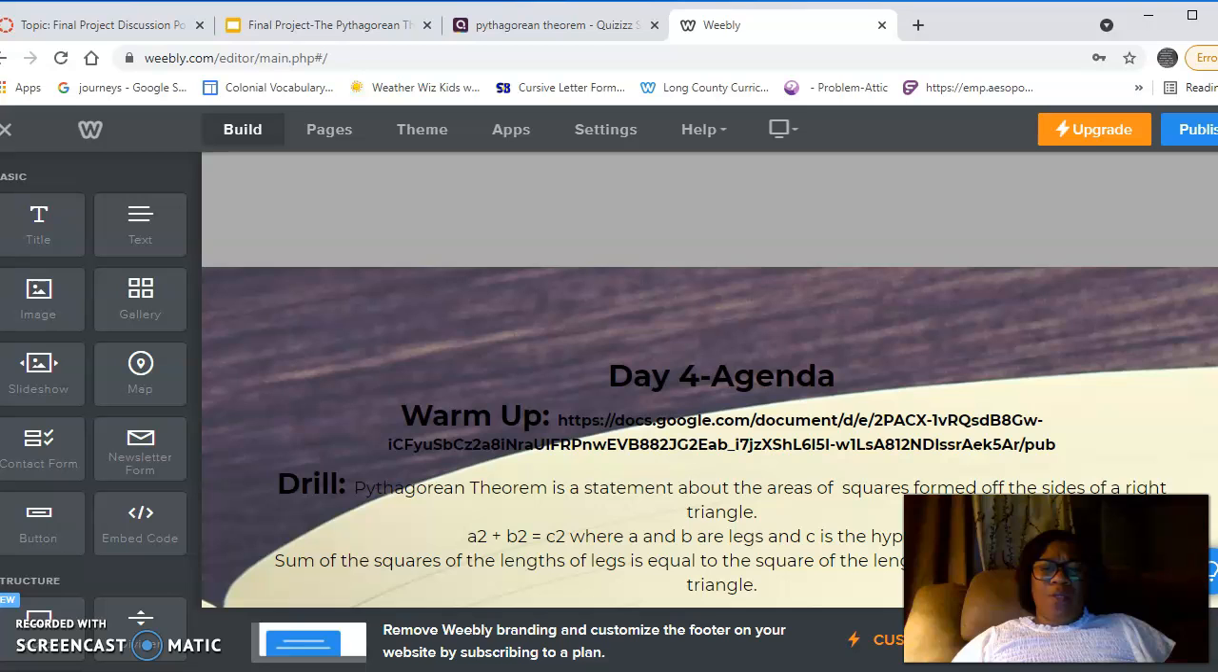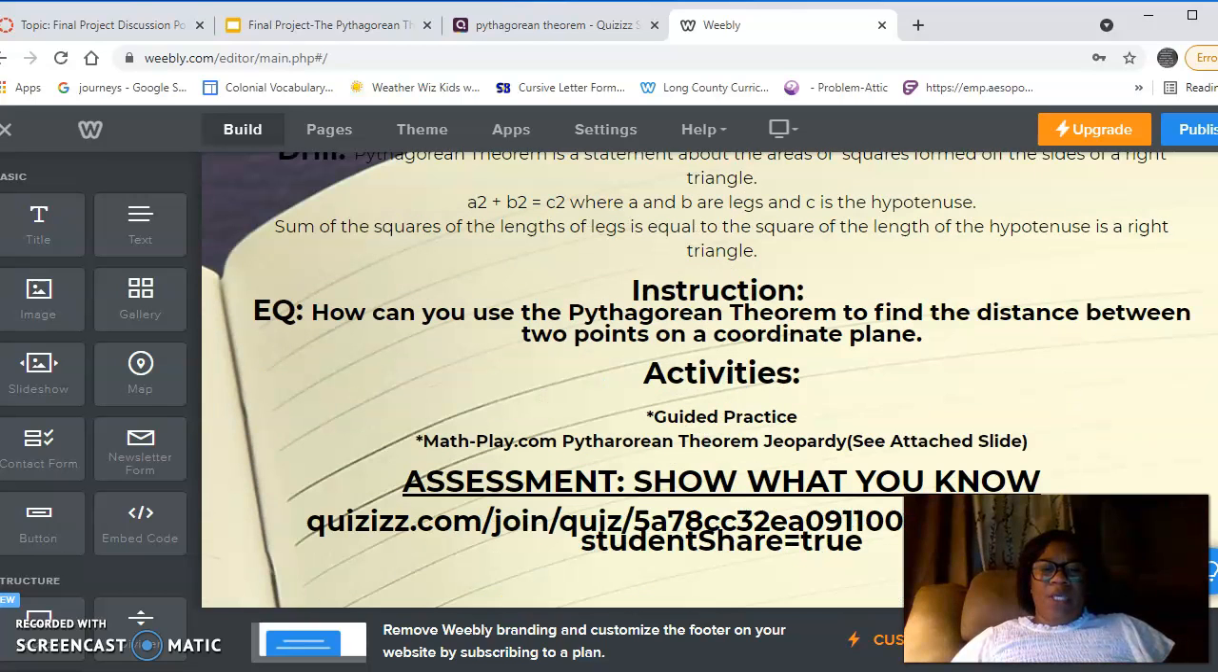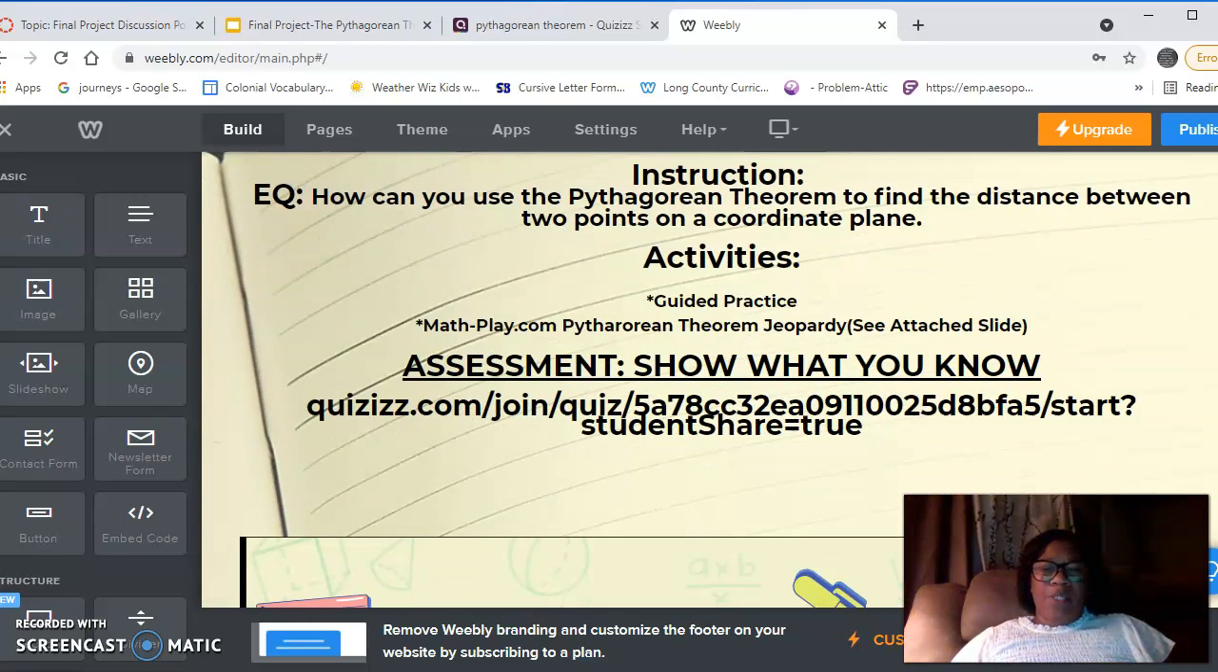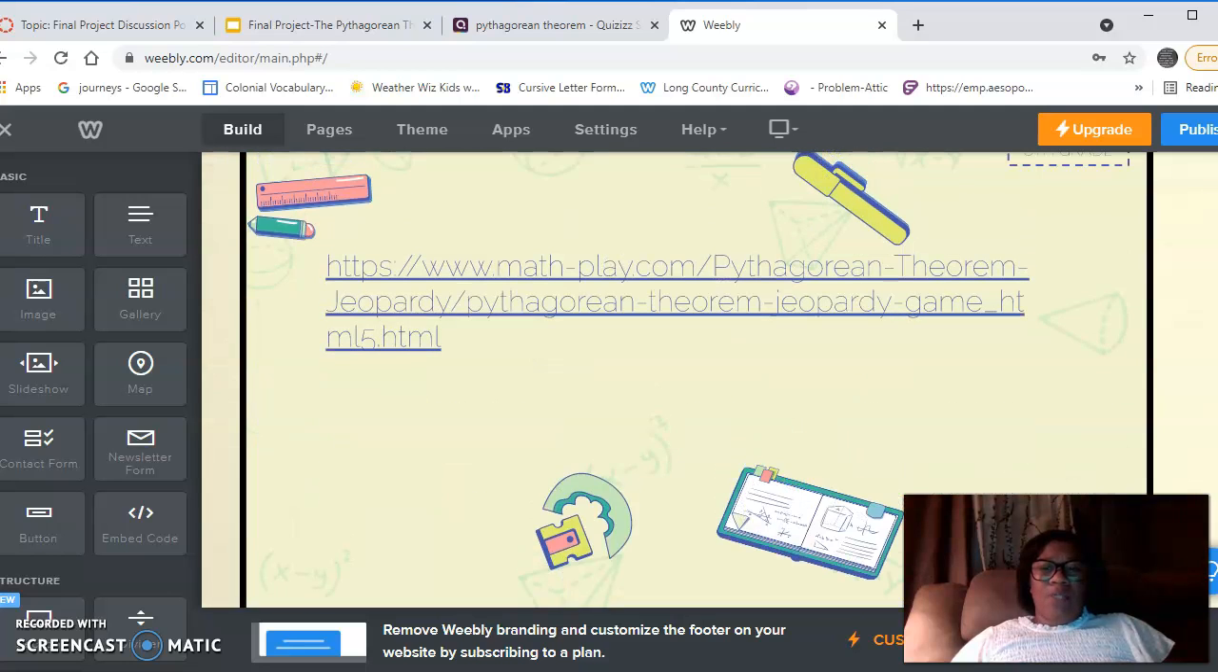Then day 4, last day, I have a Jeopardy game that I attached for them to play. And they always love the Jeopardy games because they like competing against each other. And then that's the Jeopardy game.